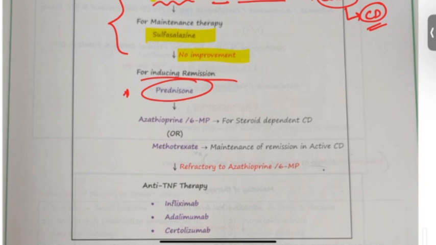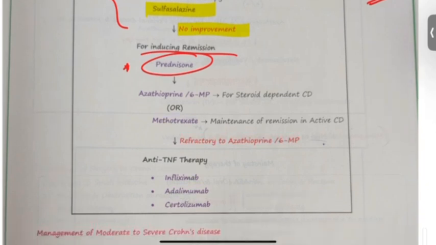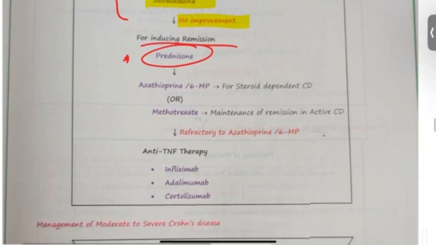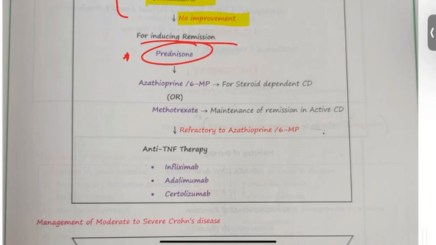Prednisone we will use. After that we'll use azathioprine or 6-mercaptopurine or methotrexate. If the patient is steroid dependent, after using prednisolone, we'll go for 6-mercaptopurine or azathioprine. If it is active Crohn's disease, then we'll go for methotrexate.